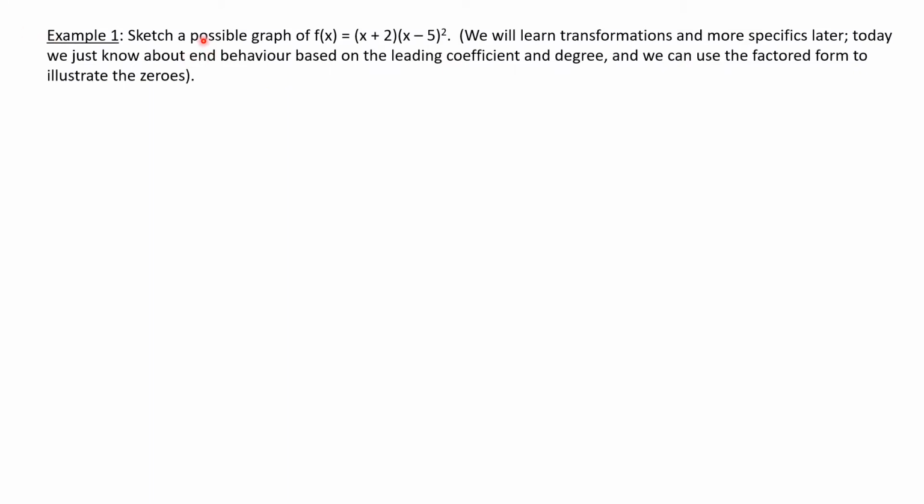Example 1, we're going to sketch a possible graph of this function in factored form. That's our whole topic, is everything is in factored form. So it says possible here. Why does it say possible? We're going to learn transformations and more specifics later.